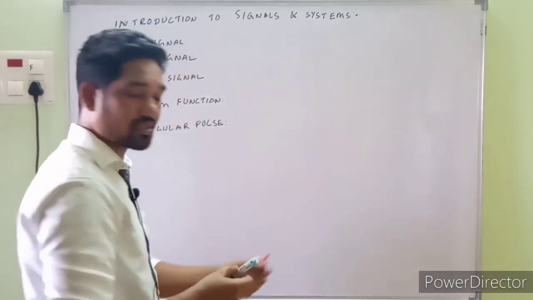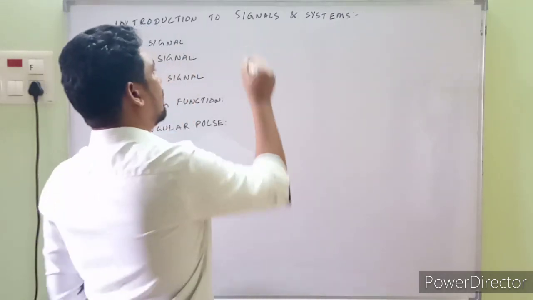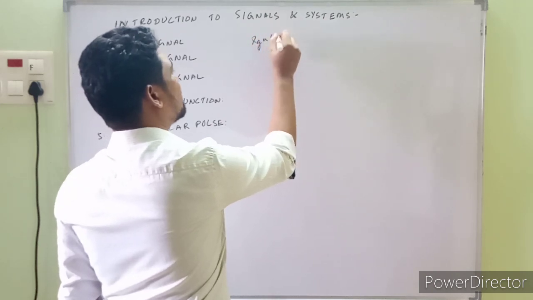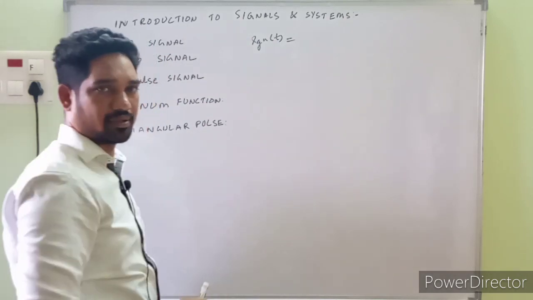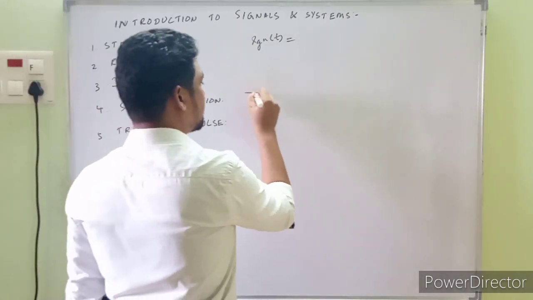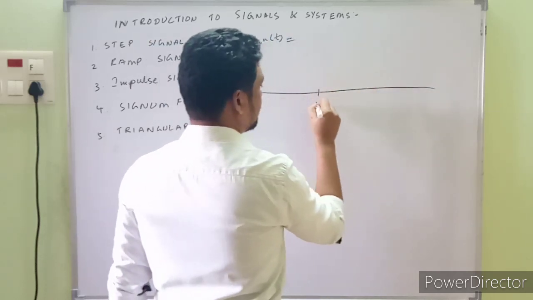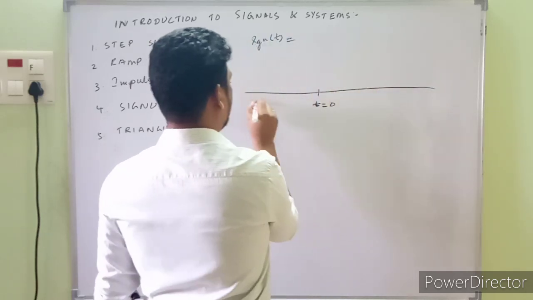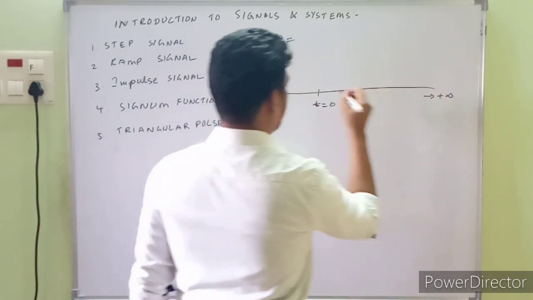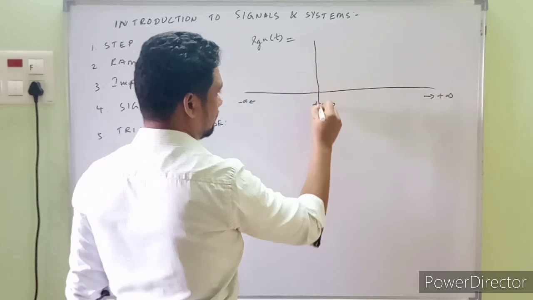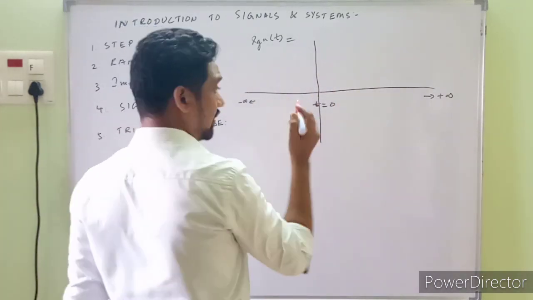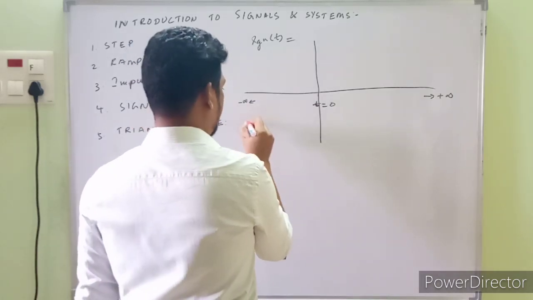The fourth signal being the signum function, S G N of t. That's the representation of a signum function. How it looks like: the t on the horizontal axis as usual, extending from minus infinity to plus infinity, and the amplitude on the vertical axis. Right, so how the signum function looks like here. I'm changing the color for better understanding, to be more clear.